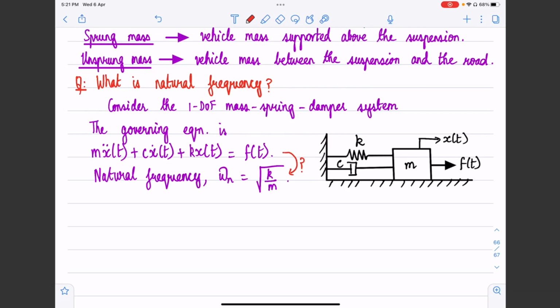Any idea as to how we... So we will compare this equation with our vibration equation. Is it okay? Fine. Can you expand a little bit on that? What do you mean by that vibration equation?